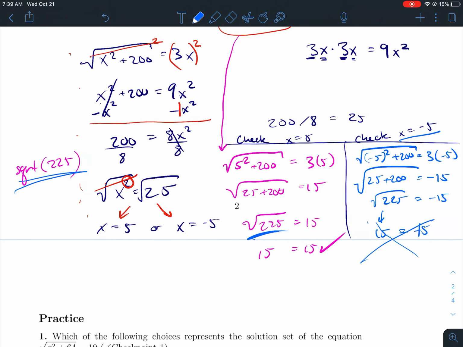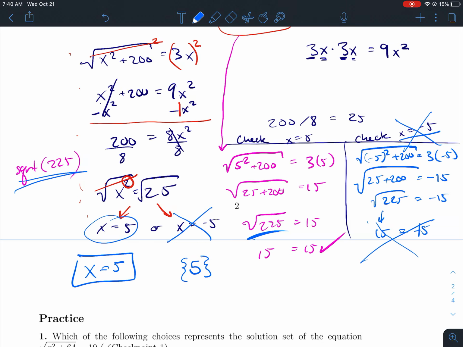So this answer was fake, so we have to eliminate this answer. Thus, we only have the single solution, x is equal to 5. And if you want to write this as a solution set, this time our set of answers has one answer inside of it, and that answer is 5.